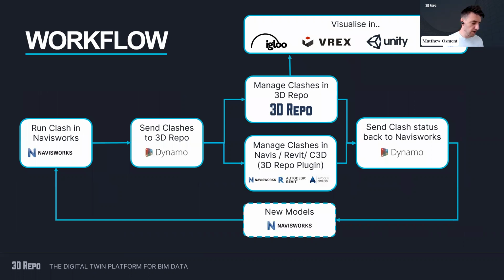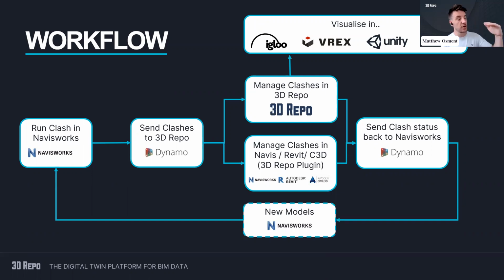So what does that look like from a workflow? Run your clash detection in Navisworks. We've got an integration using Dynamo, which I'll show you quickly, our example integration, that will send that to 3D Repo. We want you to be able to manage your clashes in 3D Repo, share them out, set the priorities and things like that, potentially visualize them inside your visualization tools, and send the clash statuses back to Navisworks in case you've got one of those deliverables we talked about before.